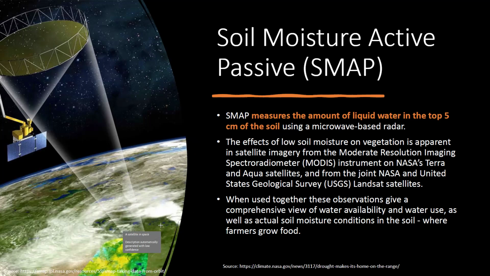So there's a whole bunch of stuff. Are you going to have to know all these different satellite names? No, but you should know what SMAP is and GPM, or have a general idea of what we look for. When we use these things together, you can see water availability as well as use, and then soil moisture, which helps us figure out where farmers can grow food.